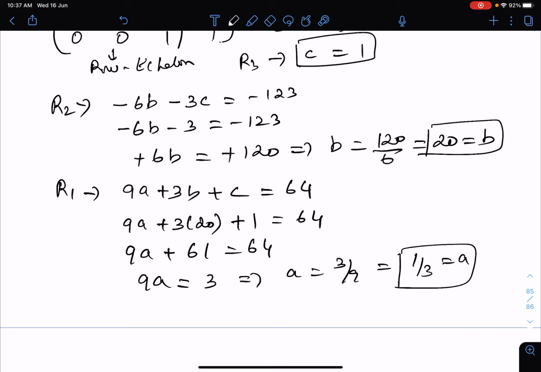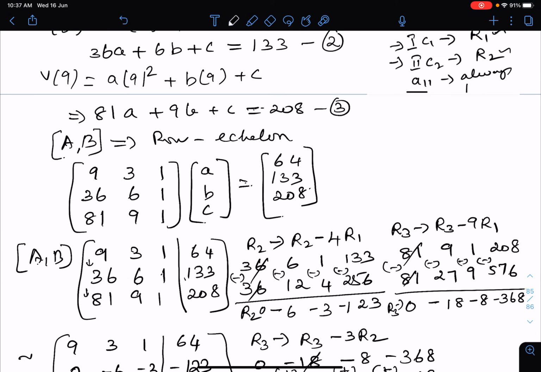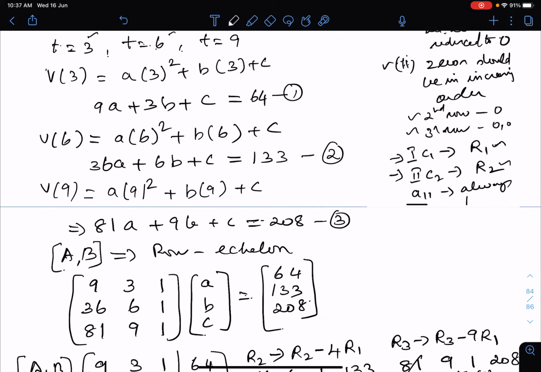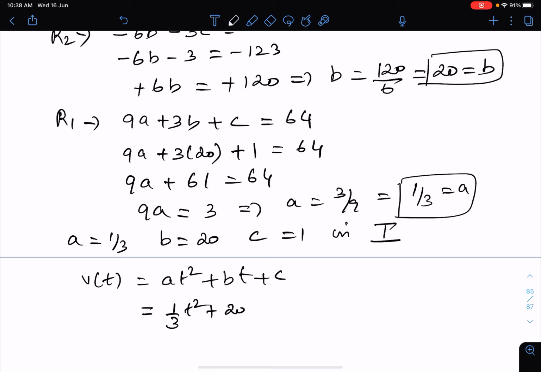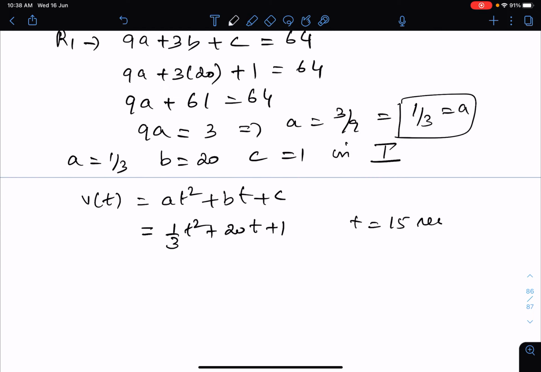Now we are going to substitute A equal to 1 by 3, B equal to 20, and C equal to 1 in Roman letter 1. What is our Roman letter 1? V of t equal to at square plus bt plus c. Okay, so v of t equal to at square plus bt plus c will become 1 by 3 t square plus 20t plus 1. Okay, now in the question they have asked to find out when t equal to 15 seconds. So when t equal to 15 seconds, what is going to be your velocity?